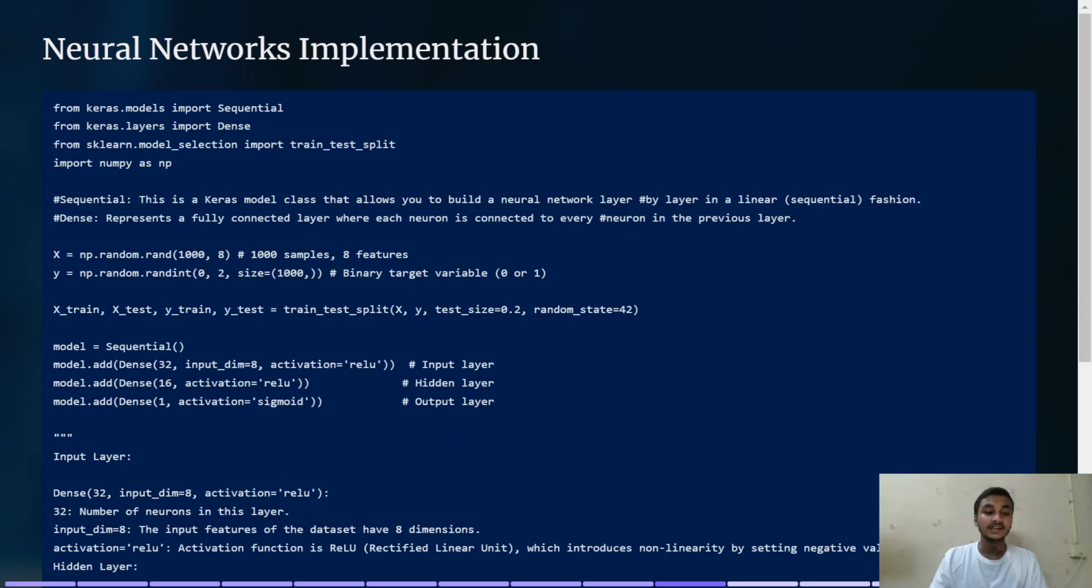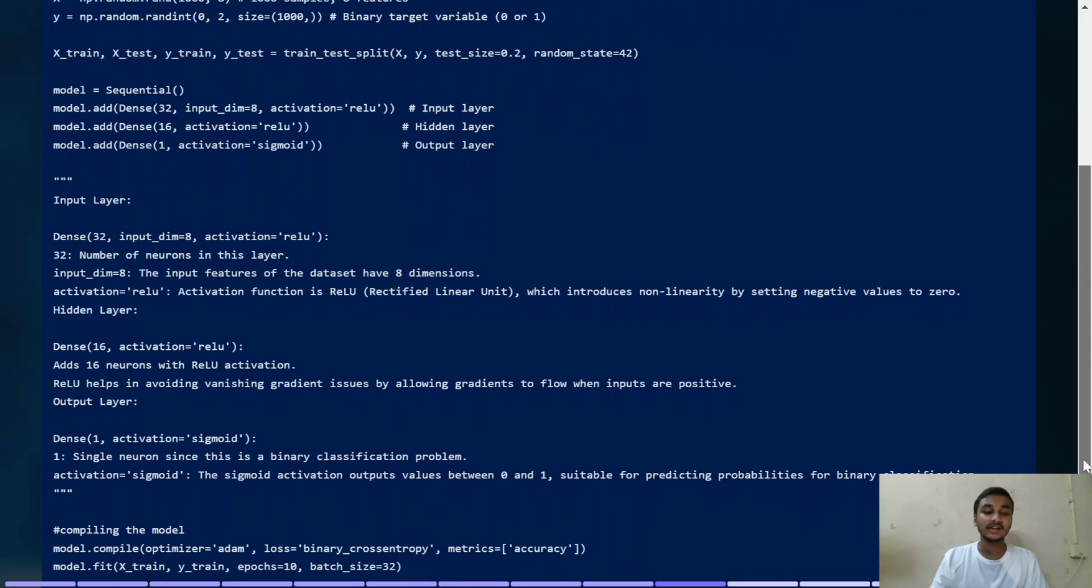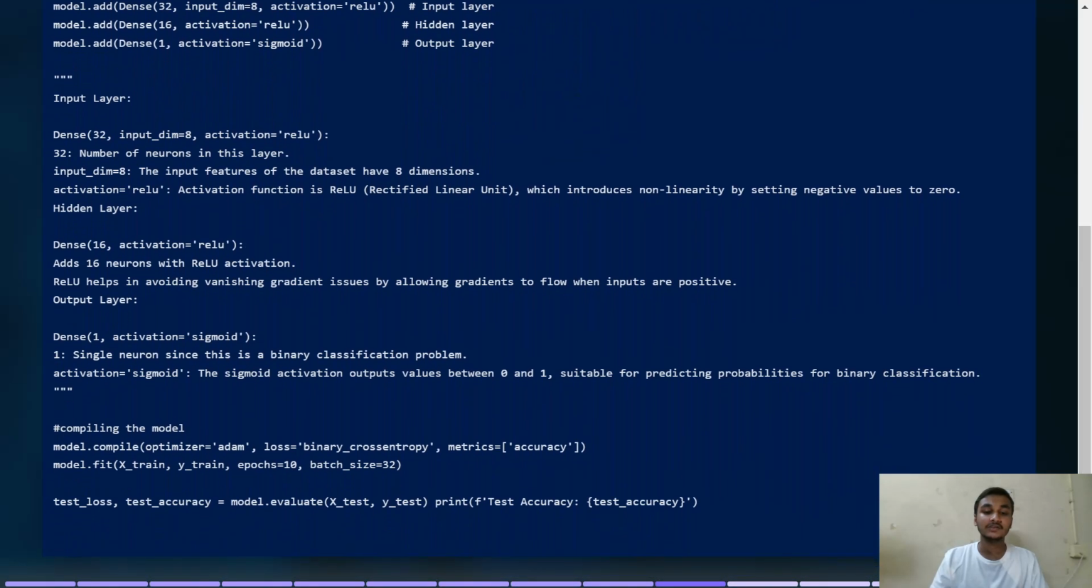And then comes the hidden layer. In this layer, the number of neurons is 16 and the activation function is the same, ReLU. And then in the output layer, the number of neurons will be 1 and the activation function is sigmoid. A sigmoid activation outputs values between 0 and 1, suitable for predicting probabilities for binary classification.